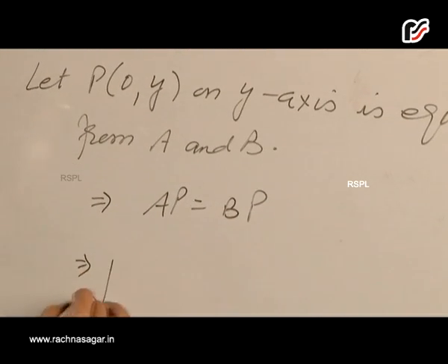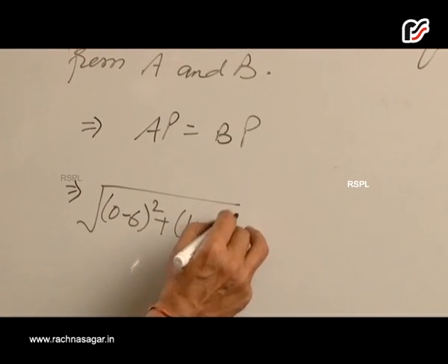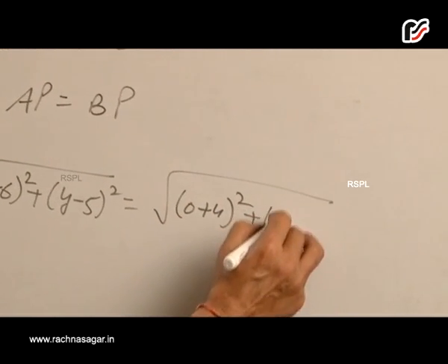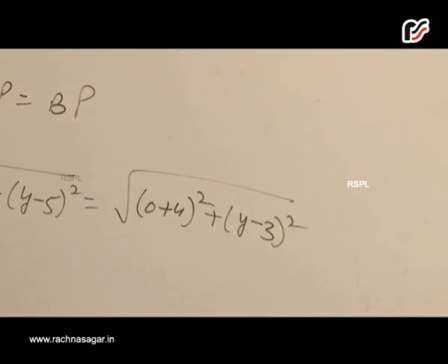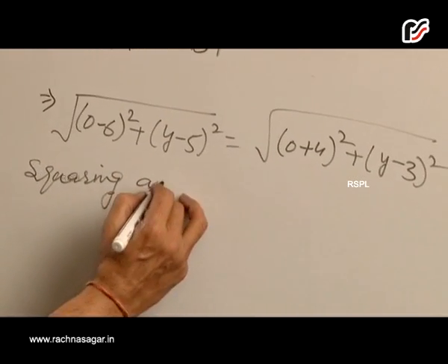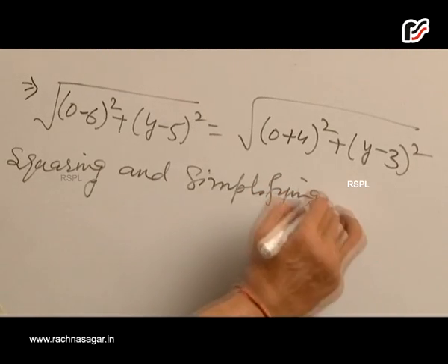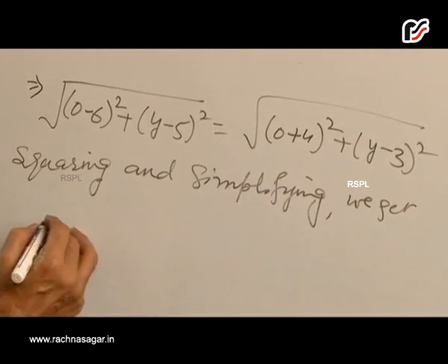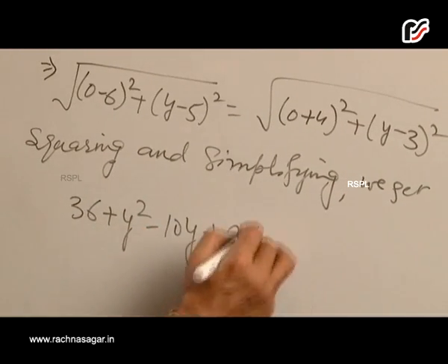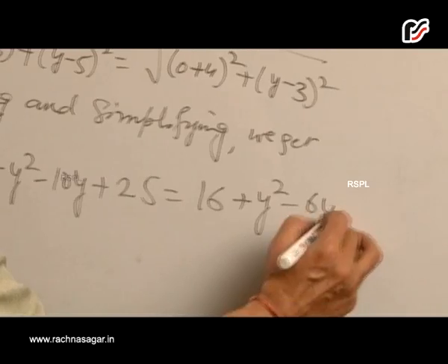This implies root of (0 minus 6) whole square plus (y minus 5) whole square equal to root of (0 plus 4) whole square plus (y minus 3) whole square. Squaring and simplifying, we get 36 plus y square minus 10y plus 25 equals 16 plus y square minus 6y plus 9.